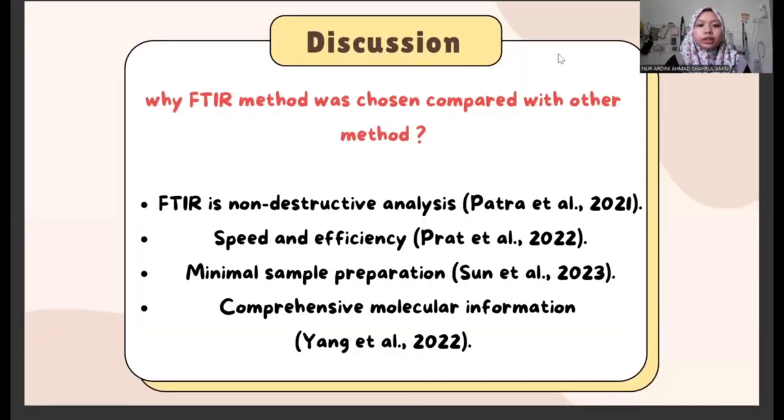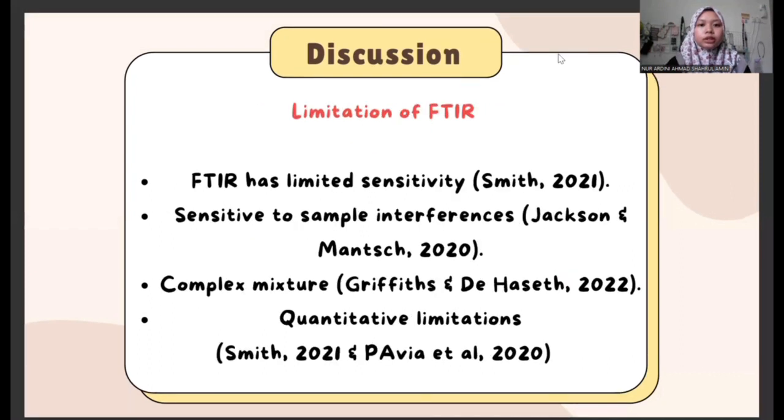Why was the FTIR method chosen compared with other methods? It is because FTIR is a non-destructive analysis. It has speed and efficiency, minimal sample preparation, and also comprehensive molecular information. The limitations of using FTIR are that it has limited sensitivity, it is sensitive to sample interference, it has difficulty with complex mixtures, and it also has quantitative limitations.